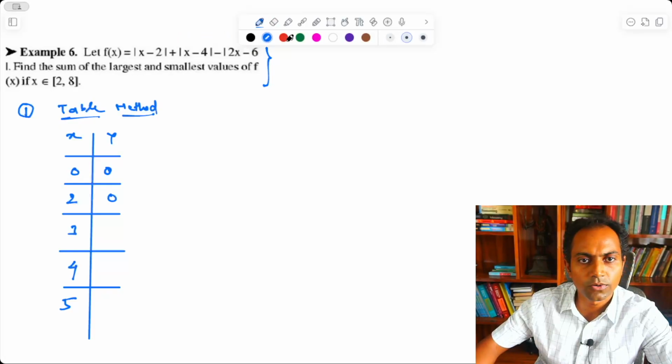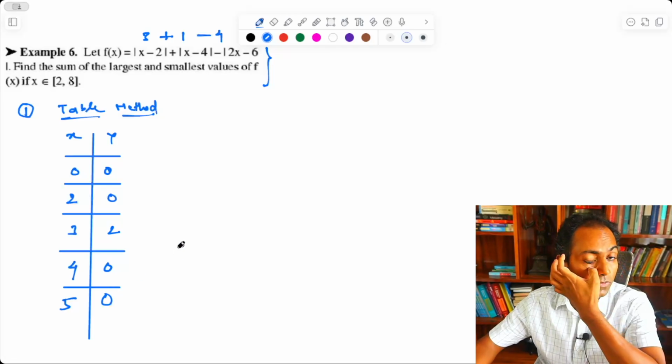The next one, if I again put the value as 3, this becomes 1, this becomes 1 and this becomes 0. The value becomes 2. And the second last, if I put the value as 4, this becomes 0, this becomes 2, the second one becomes 0, and this again becomes 2, it again becomes 0 as a whole. And finally, if I take the value as 5, this becomes 3, this becomes 1, and this again becomes minus 4, so again 0.